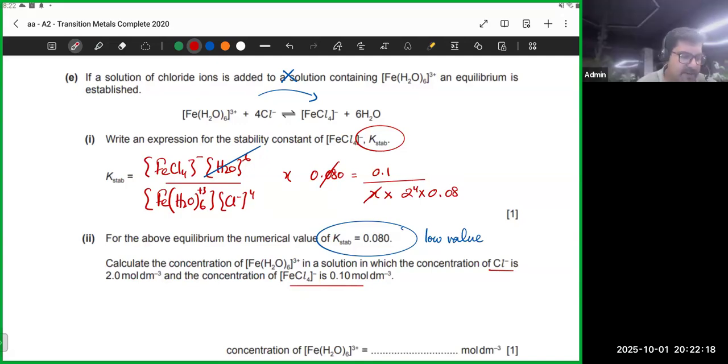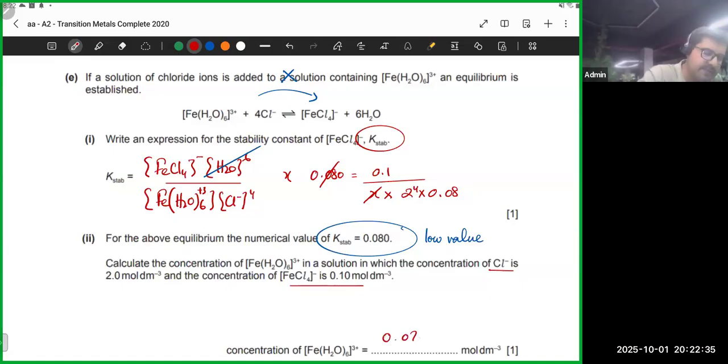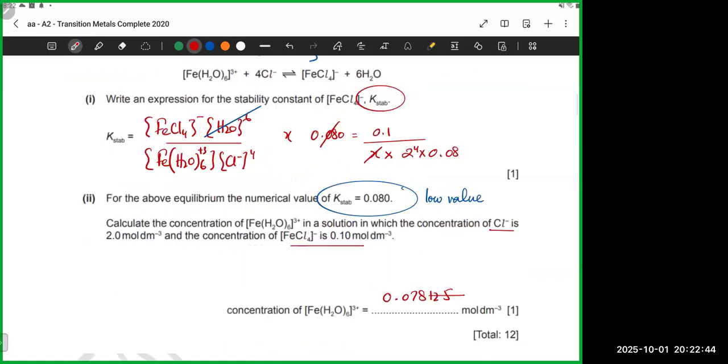It's 0.1 divided by 2 to the power 4 into 0.08. It's 5/64, which is 0.078125. So you can just write 0.078, right? Yeah. Okay, next one.